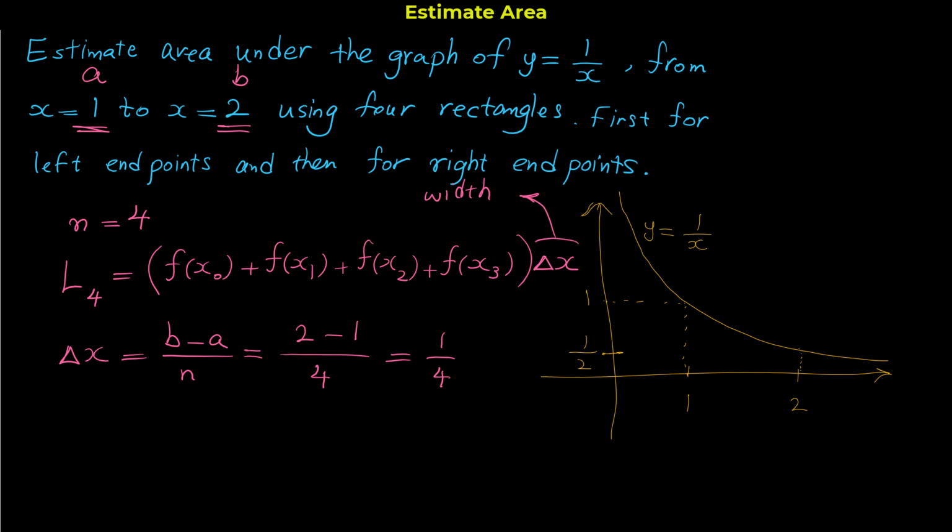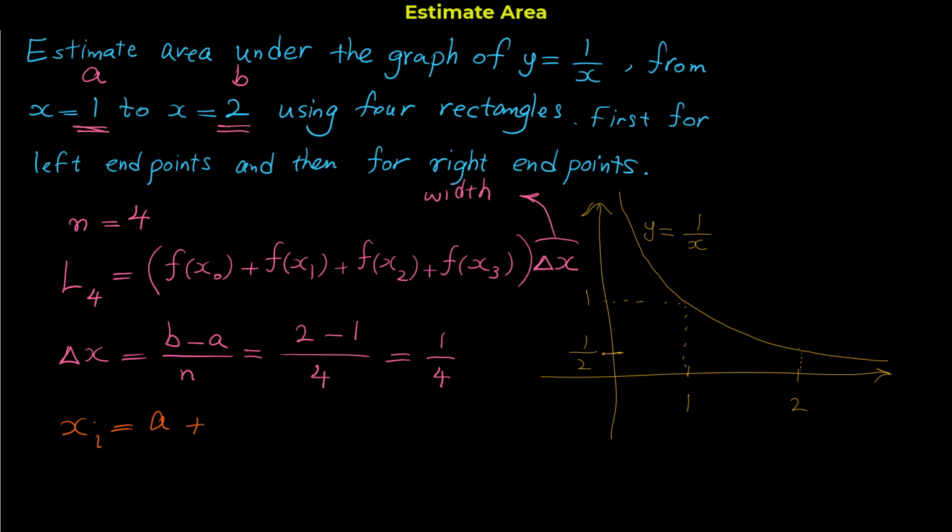But how can we find x0, x1, x2, and x3? Because we need to know these values to substitute in the given function, and then we can estimate the area. In the Riemann sum formula, xi in general can be found from this formula.